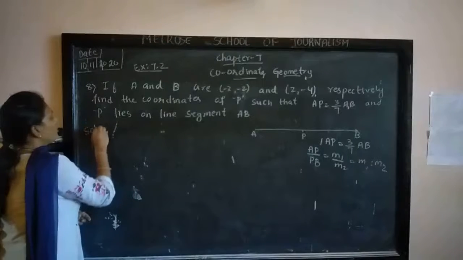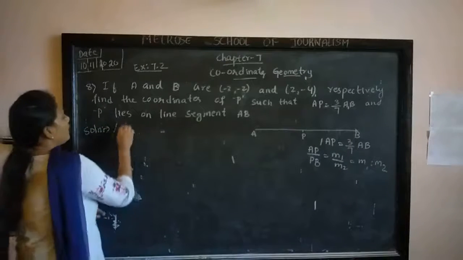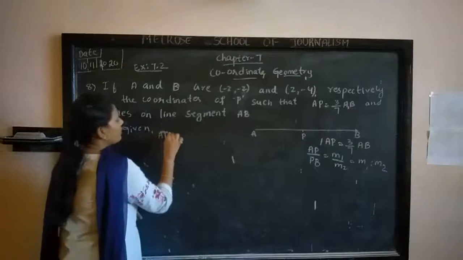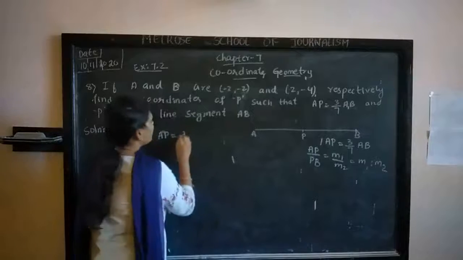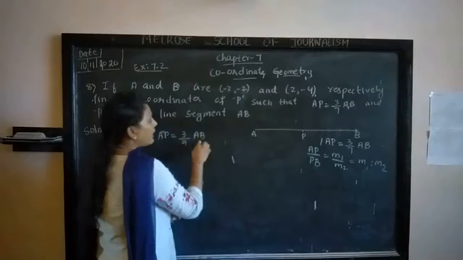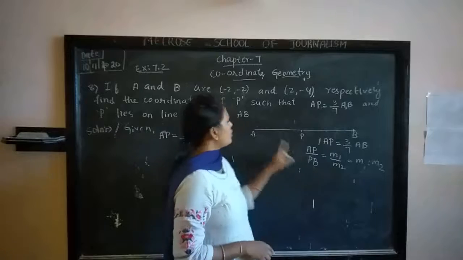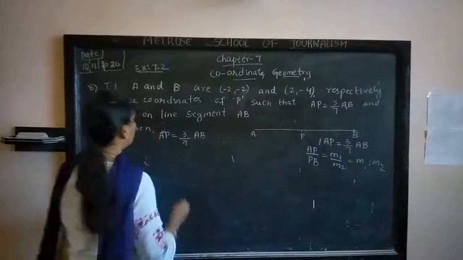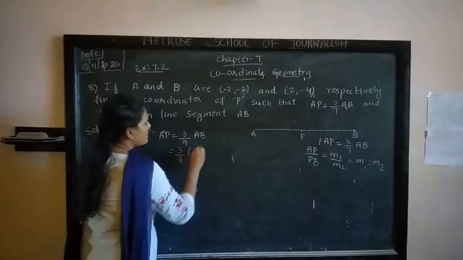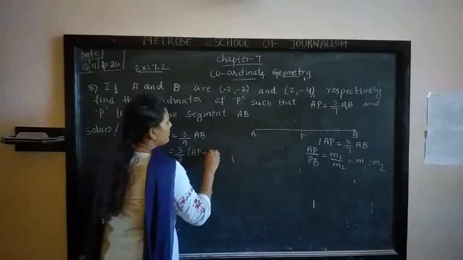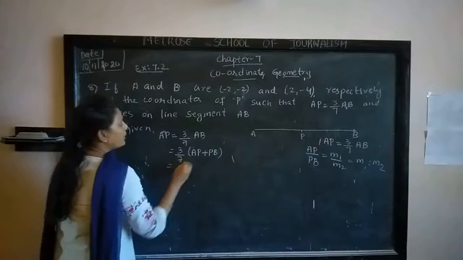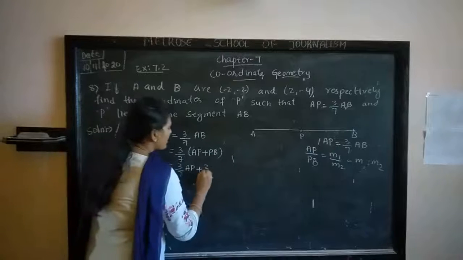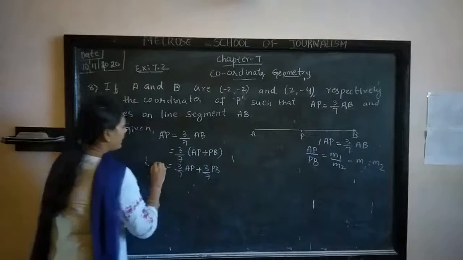So how to find out that AP by PB? Write down, given AP is equal to 3 by 7 times AB. We don't want AB, we want BP or PB. So this AB you write as AP plus PB. Understood? So 3 by 7 times AP plus PB. 3 by 7 into AP is 3 by 7 AP, plus 3 by 7 into PB is 3 by 7 PB.